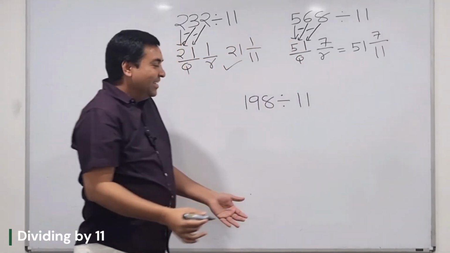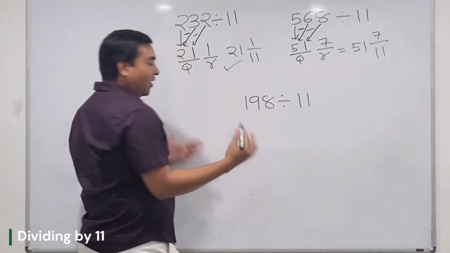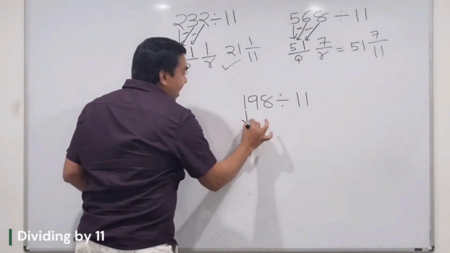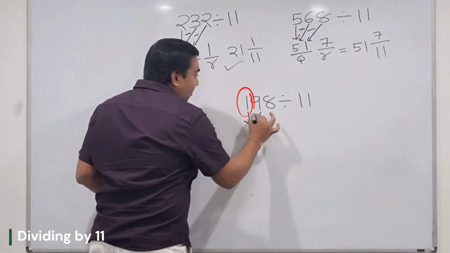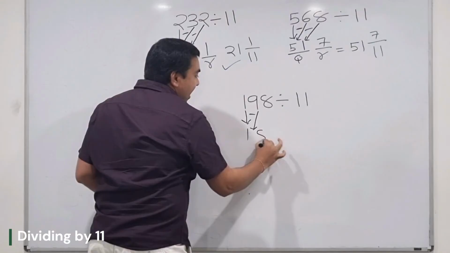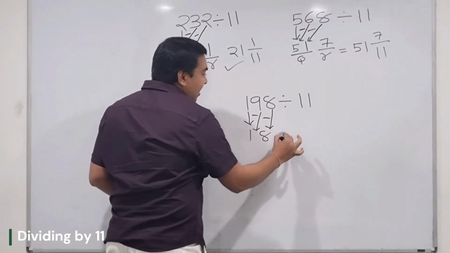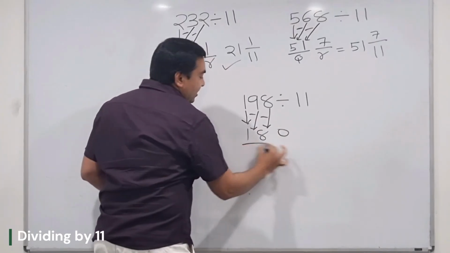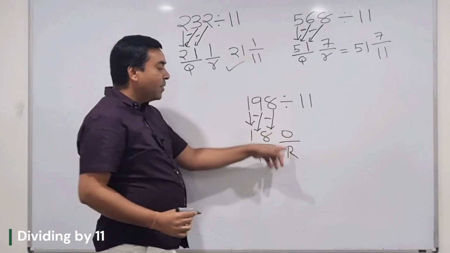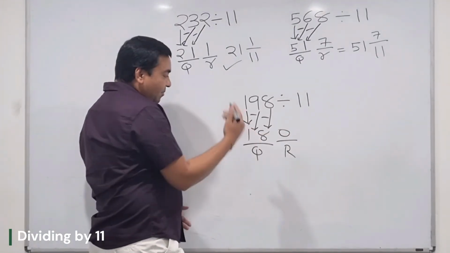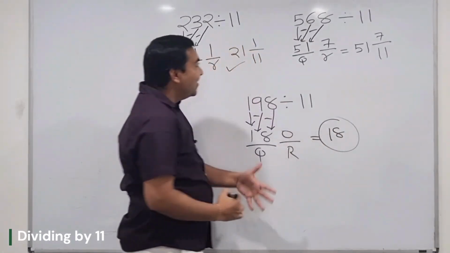Done, guys. Now let's say I'm doing this question. So 198. What is the thing? First number down, which is 1. Now 9 minus 1, which is going to be 8. And now 8 minus 8, which is going to be 0. So this is my quotient and this is my remainder. My remainder is 0, guys. So this time my answer is a complete 18. So 18 is my answer. Is it not cool, guys?